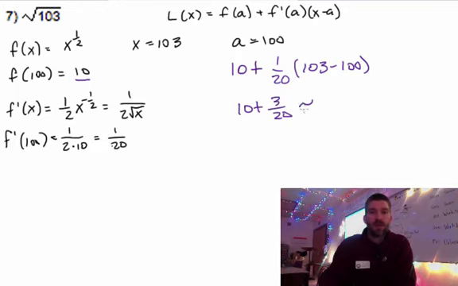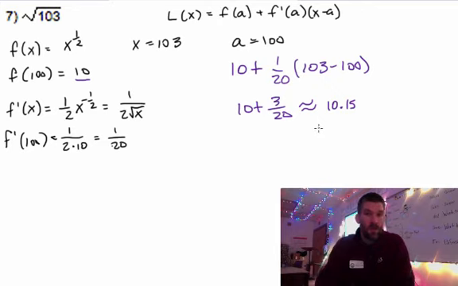Go ahead and plug this into your calculator though, just the 10 plus 3 over 20 part, not the actual square root of 103 part, and you're going to see that you get 10.15. And ask yourself, does that make sense? Is that something that would be a good approximation for the square root of 103? Well, if the square root of 100 is 10, and we're just a little bit past that, 10.15 could probably work. So there you go. That's using the linearization formula to find a square root of a number.